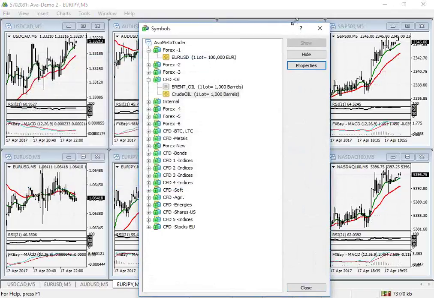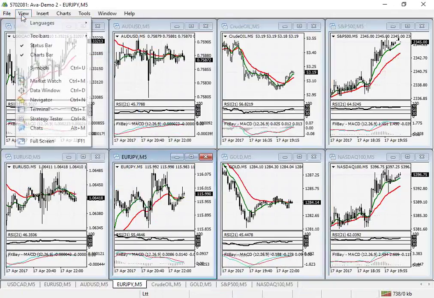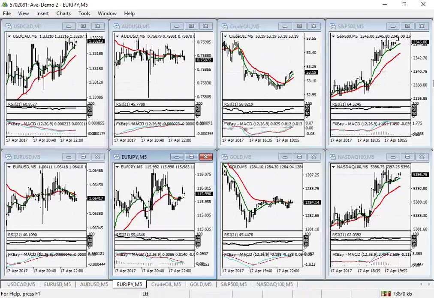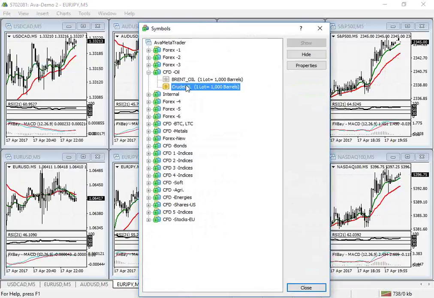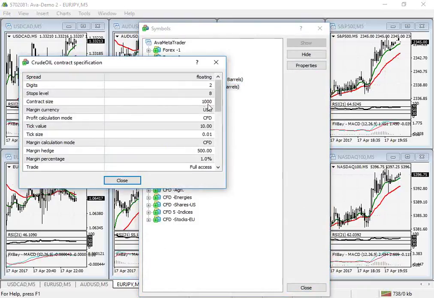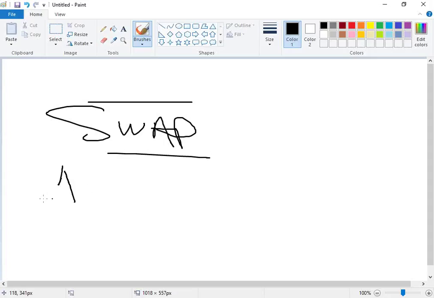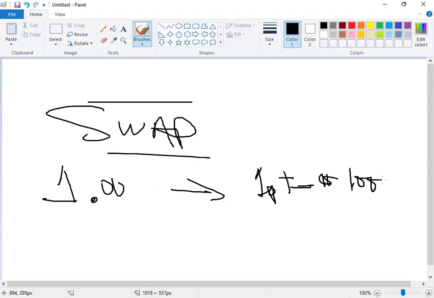So let's calculate the one on oil. Okay, so let's see how that one works. Well, oil is a contract size of 1,000 barrels. So if I go oil, properties, it tells you 1,000. Contract size means 1.0. It means that a 1.0 contract means that 1 point movement is $1,000. That's what that 1.0 contract means, that 1 full point movement is $1,000.